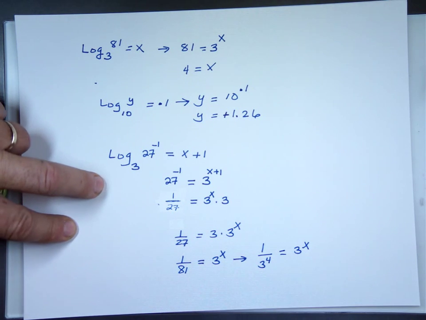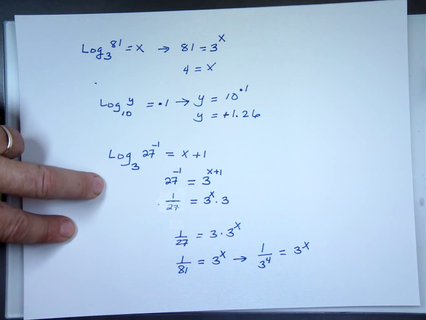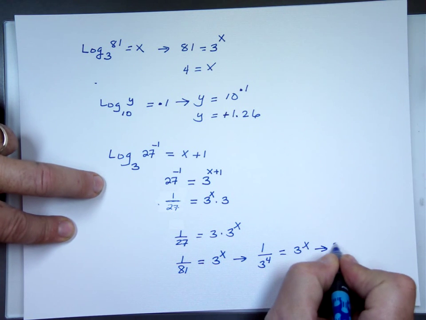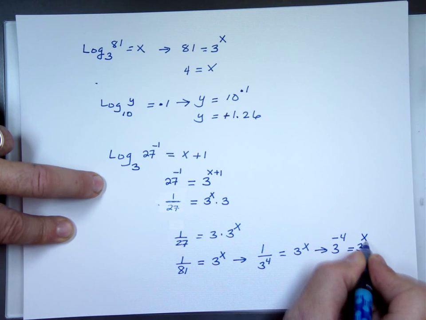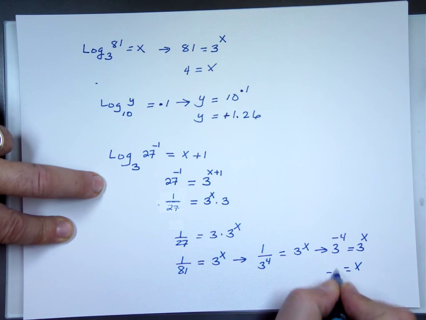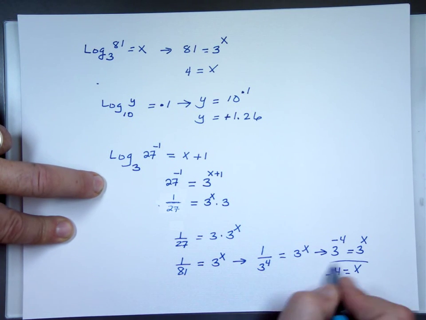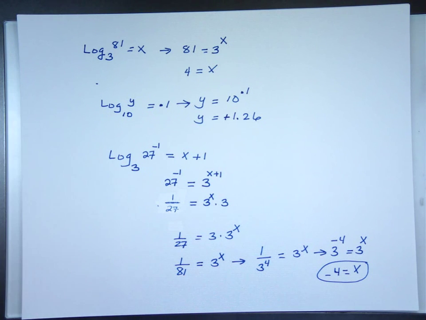If you bring that to the top, it becomes what? 3 to the negative 4 equals 3 to the x. What's x equal to? Negative 4. That was a good question. Wow. I like when I just throw a problem that goes, oh, let's try this. That sounds like a wonderful one to do.